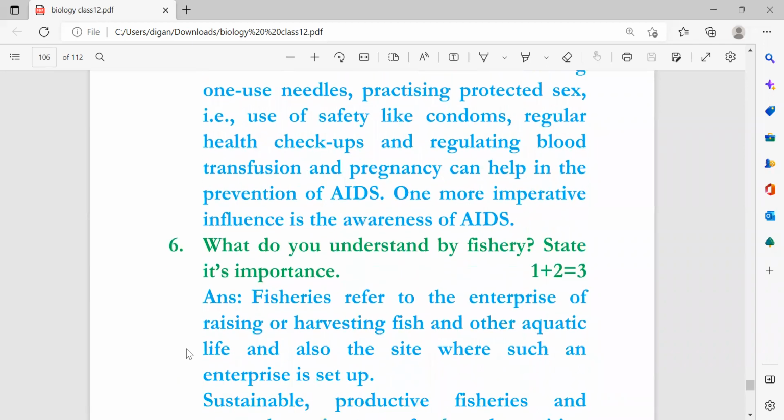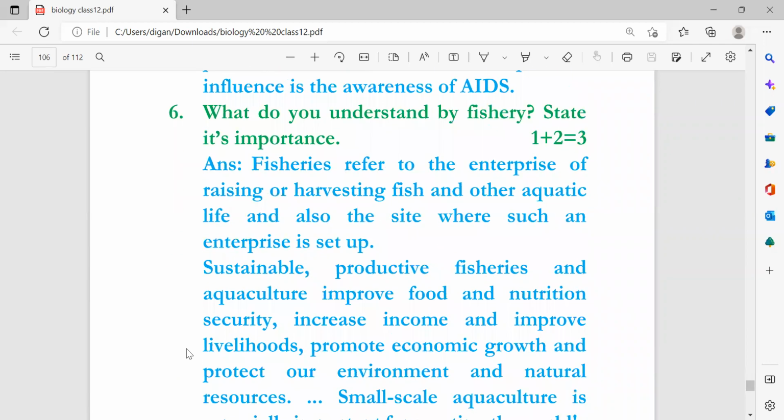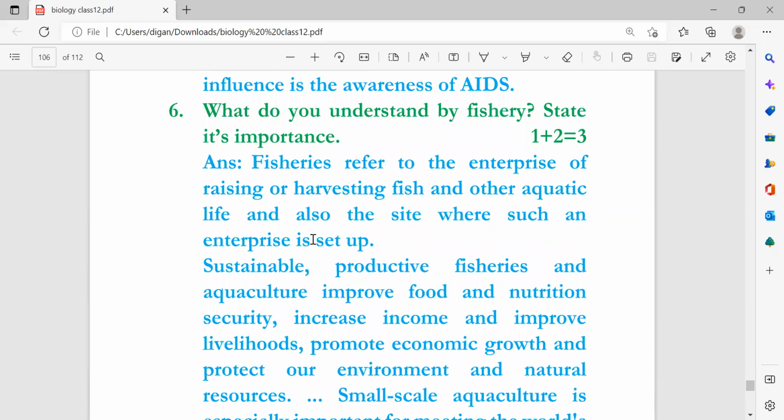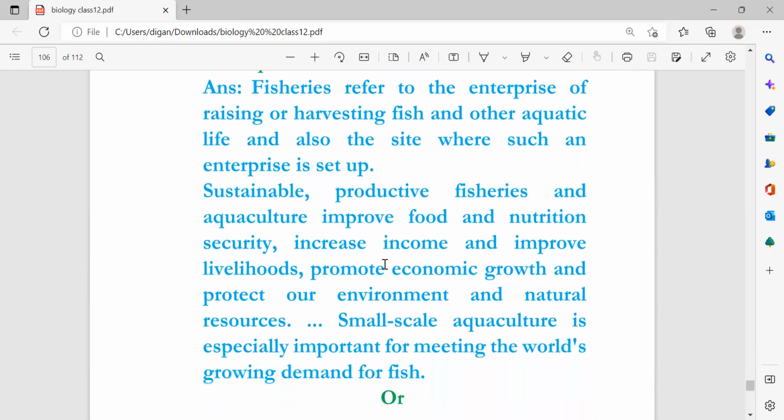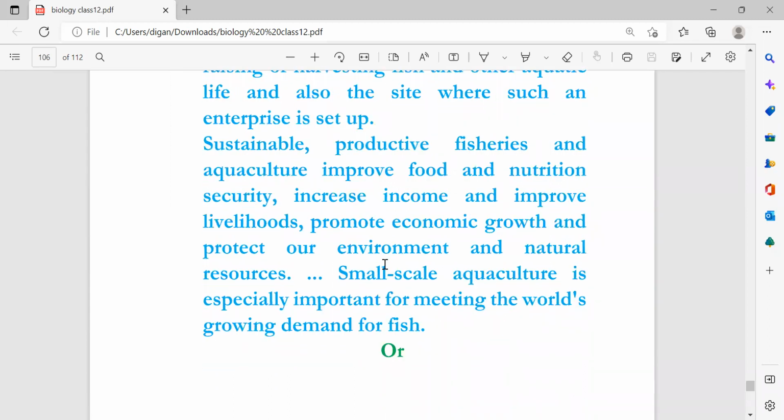What do you understand by fishery? State its importance. So fishery refers to this, this is the definition of fishery, and why fisheries are important, in the next part I am giving that. Fishery refers to the enterprise of raising or harvesting fish and other aquatic life, and also the site where such an enterprise is set up. This is the definition of fishery, and these are the importance of fishery.